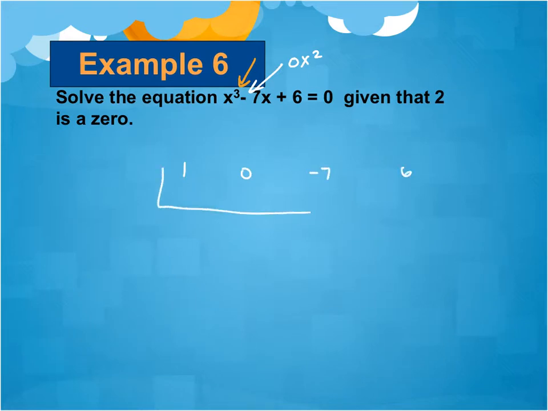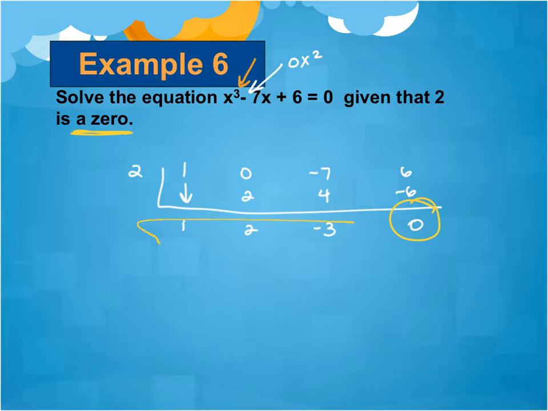What goes on the outside? Positive 2. Good. It's not saying x plus 2. It's saying that 2 is the 0. Bring down the 1. Multiply it. Put it in the next column. Add it. Multiply it. Put it in the next column. Add it. Multiply it. Put it in the next column. Add it. If it says it is a 0 or a factor, then your remainder should be 0. If not, you did something wrong or there's a typo on my end. Hopefully it's on you. Okay? If it's not 0, then something's wrong because we just said this is a factor.